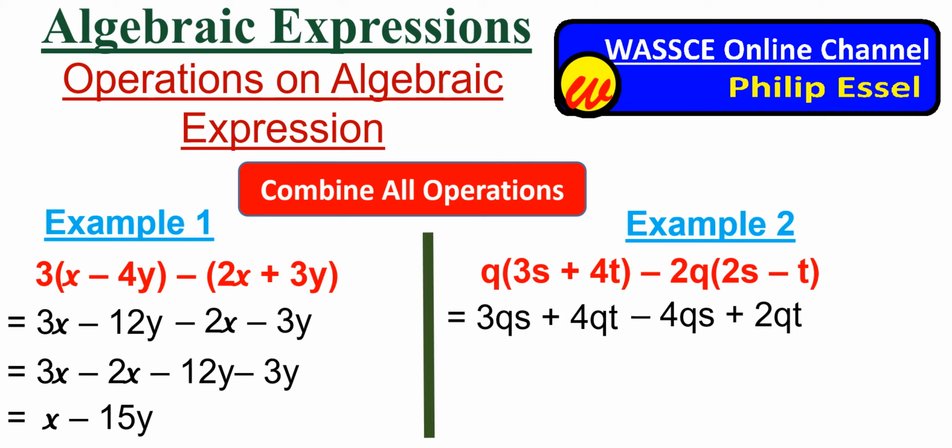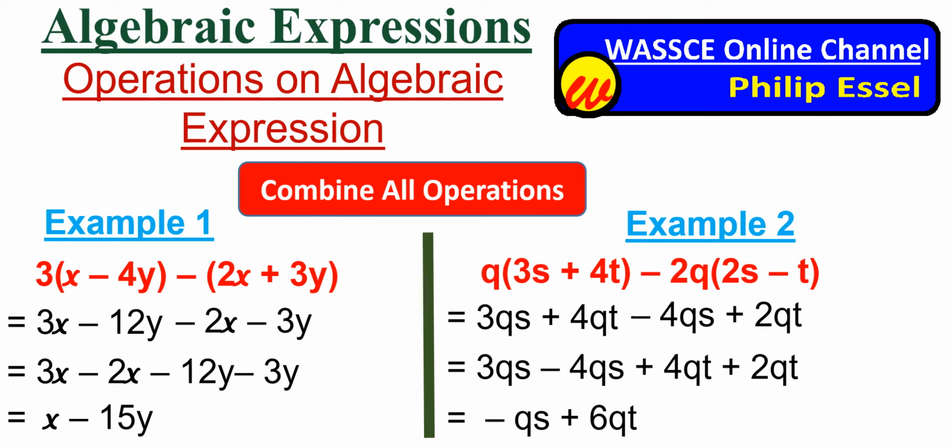So we now have 3qs plus 4qt minus 4qs plus 2qt. I believe we can now rearrange them so that like terms will be on the same side. Let's do that now. When we do that arrangement, we would get 3qs minus 4qs plus 4qt plus 2qt. At this point, it is easier for us to add and subtract like terms.